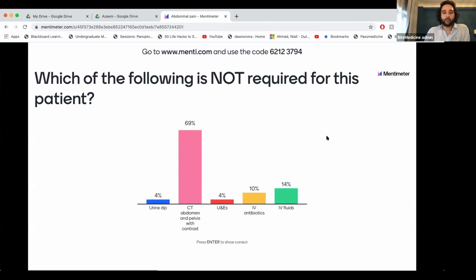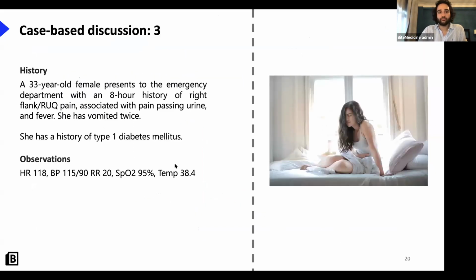Good. CT abdomen and pelvis with contrast. Agreed. That's really the one thing we don't need here. Just in the chat, what do we think is going on with this lady then? Pyelonephritis, pyelo, yeah, good. Absolutely, I'd agree. This is likely pyelonephritis, which is essentially just an infection of the kidney. So you can get a simple lower urinary tract infection that can then ascend up your ureters, up towards your kidneys. And pyelonephritis is just inflammation of that upper urinary tract.